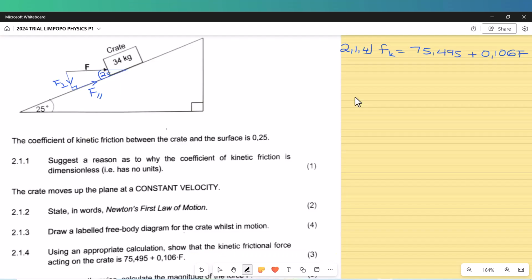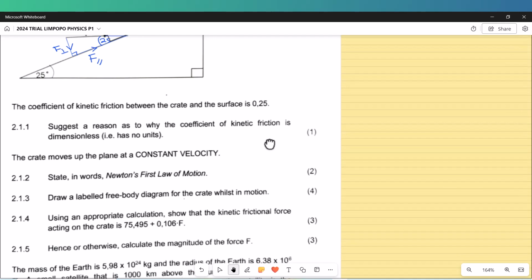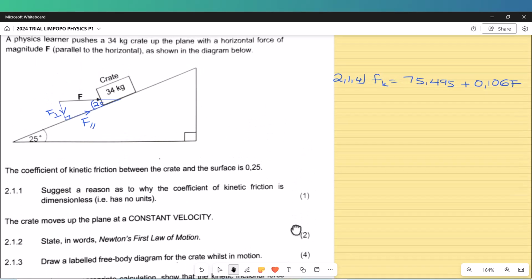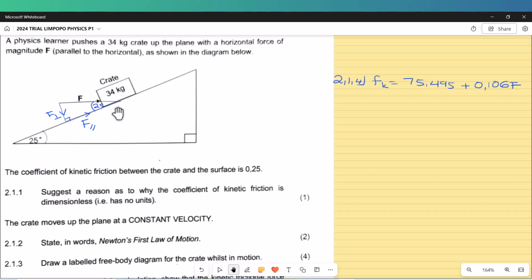Yes, hello. Question 2.1.4. We've seen that our answer is this one here. Now they said question 2.1.5. It says hence or otherwise calculate the magnitude of the force F. So we want to get this force F here. Don't forget that our block is moving up the slope by constant velocity, and that means zero acceleration.